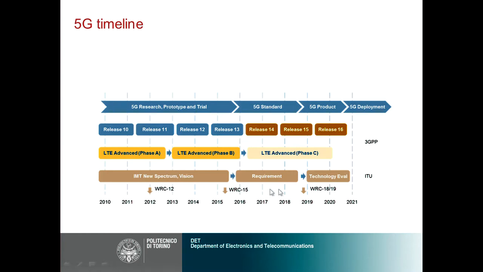There are also some, if you see them at the bottom, WRC-12, WRC-15, WRC-18, 19, it's actually 19. This is the World Radio Conference. It is the most important conference of all operators and manufacturers and researchers in terms of spectrum allocation.